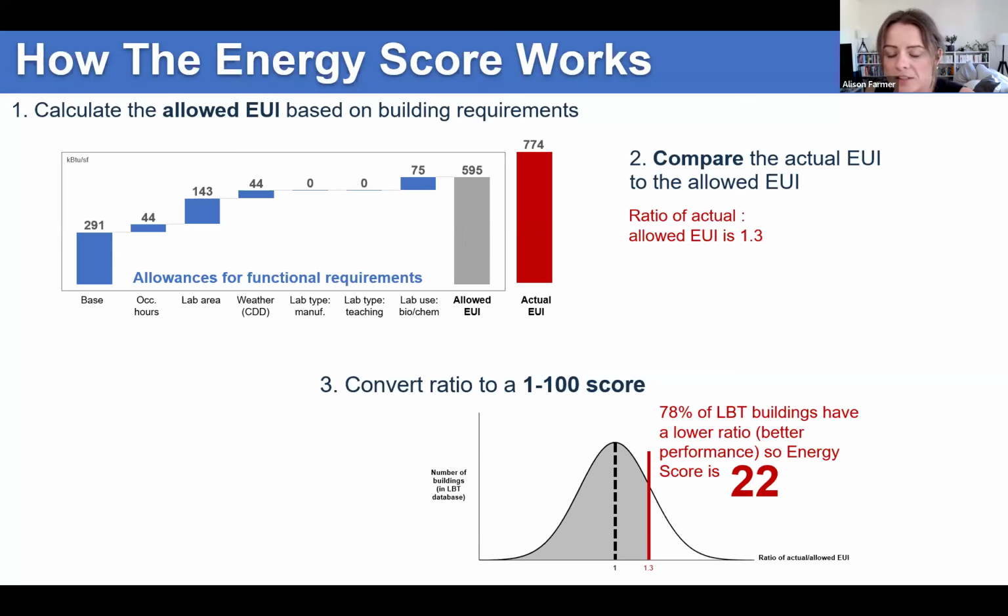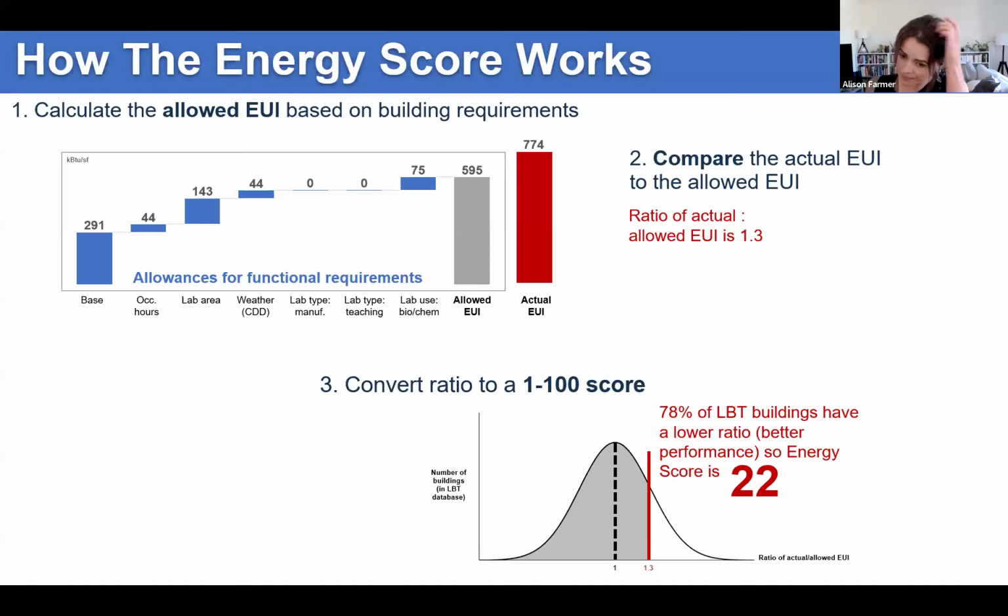And when we add up all of these adjustments together, we come to the total allowed energy use intensity of the building. We then compare that to the actual EUI of the building and take the ratio. So in this case, the actual consumption is higher than the allowed consumption. The ratio is 1.3. And then we take that ratio and we convert it to that 1 to 100 score.